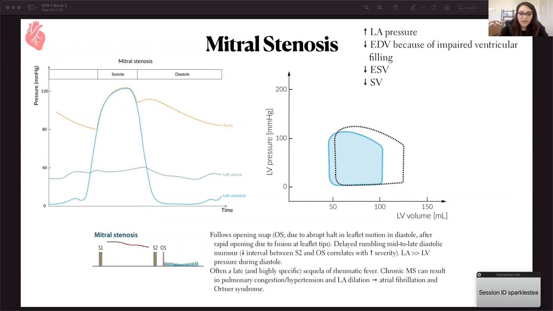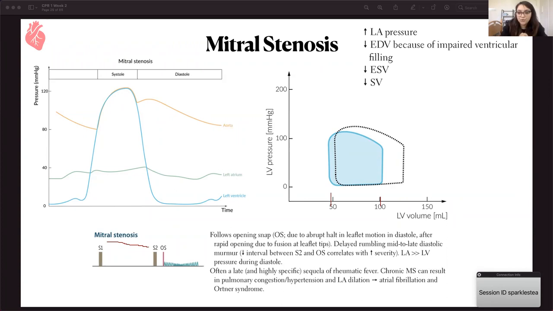And then for this PV loop with mitral stenosis, again, you have a narrowing of the mitral valve this time. So we're going to have decreased end systolic volume, a decreased end diastolic volume, because your mitral valve is separating which two chambers?